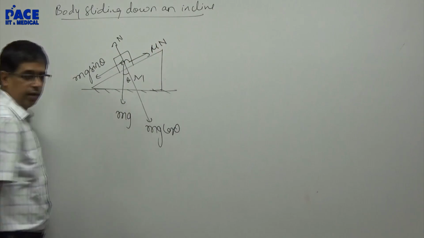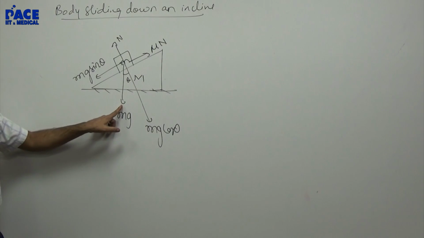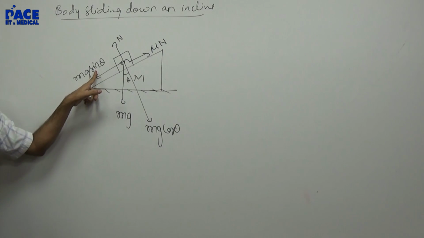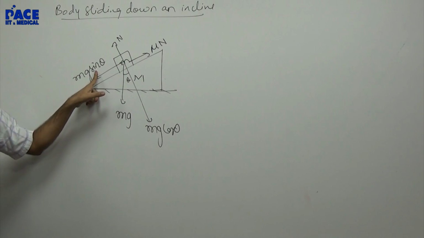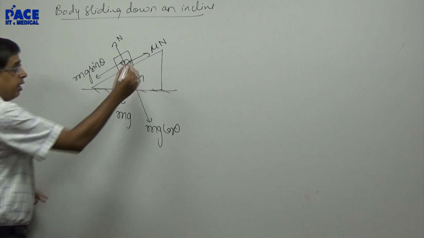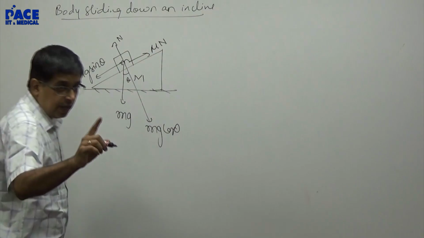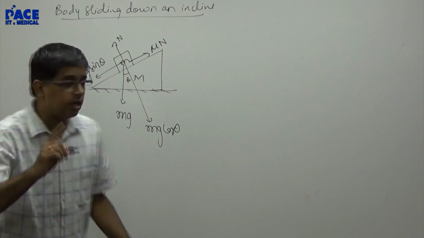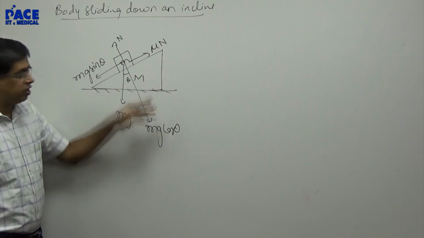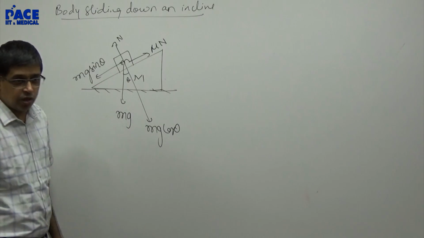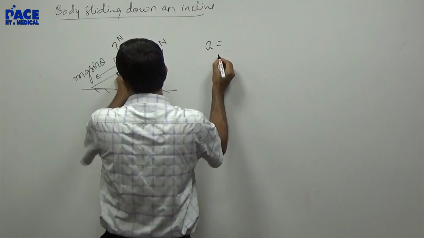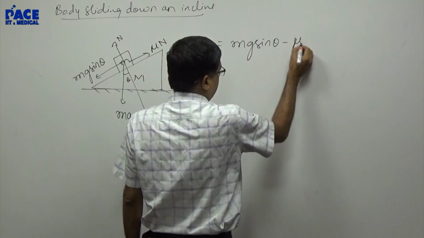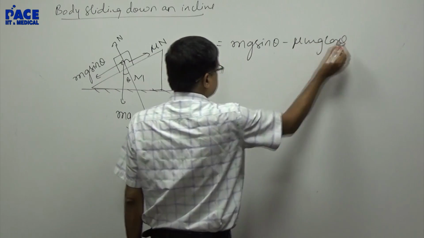Frictional force is mu n. Component of weight adjacent to the angle is vector into cos theta, not adjacent to the angle is vector into sin theta. Right? Now the frictional force is mu n. N is not mg here. What is n equal to? Mg cos theta, because perpendicular to the inclined plane, it is not moving. So what will be the acceleration of the body down the inclined plane? Mg sin theta minus mu mg cos theta.